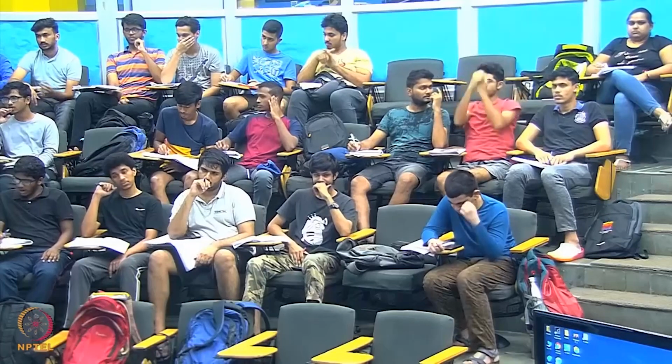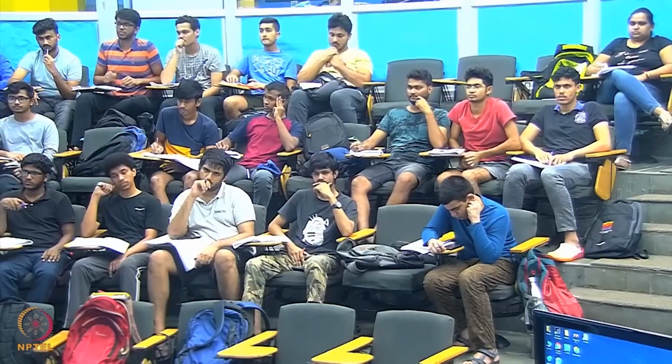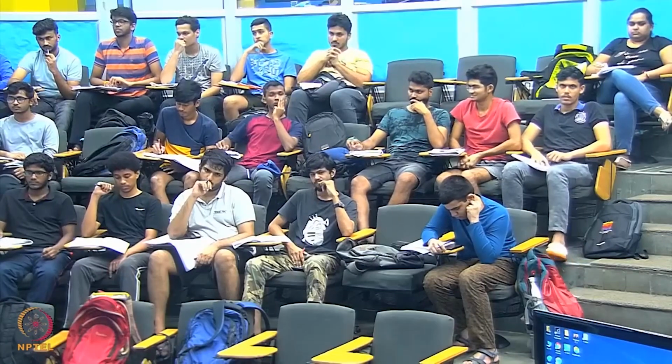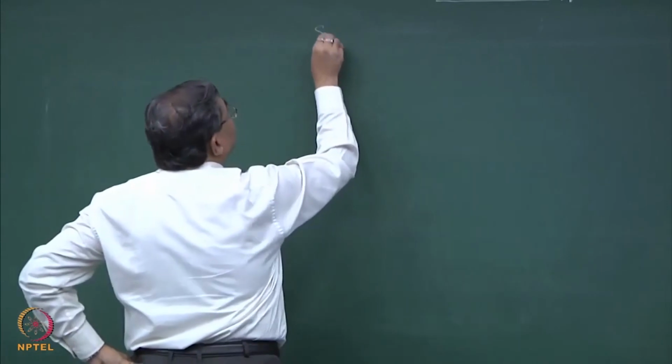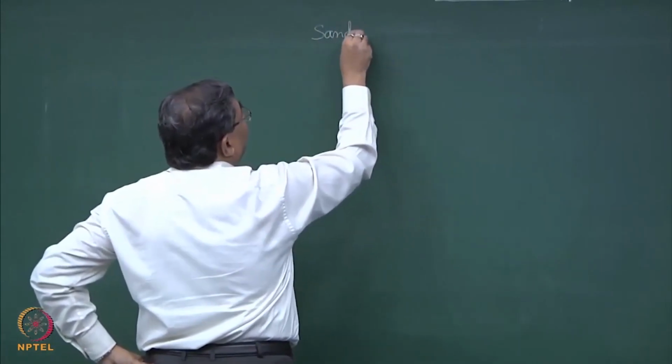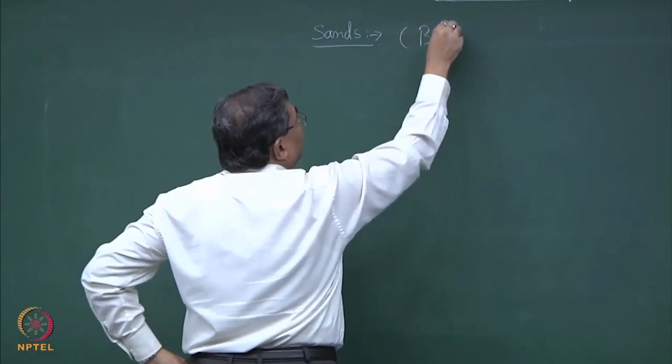Now, we have been talking a lot about the fine grained materials. What about the coarse grained materials? There is a phenomenon which is associated with the sands. If you try to compact them, this is what is known as bulking of sands.